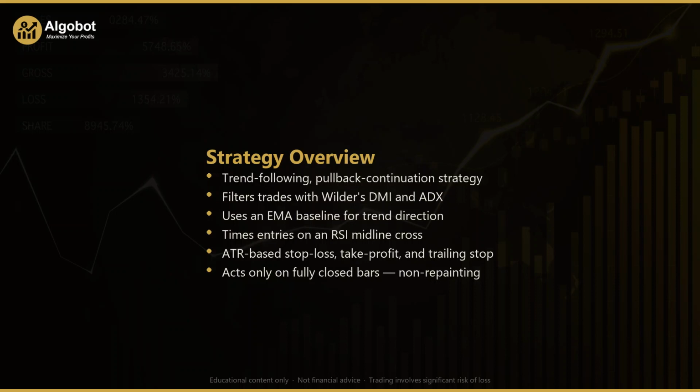The first is Wilder's Directional Movement Index, which produces the plus DI and minus DI lines along with the ADX. ADX measures how strong a trend is, while the plus and minus DI lines tell you which side, buyers or sellers, is currently in control. The second is an exponential moving average, acting as a simple trend baseline. The third is the Relative Strength Index, used here not for its usual overbought and oversold extremes, but for a cross of its 50 midline, which marks momentum shifting back in favor of the trend.